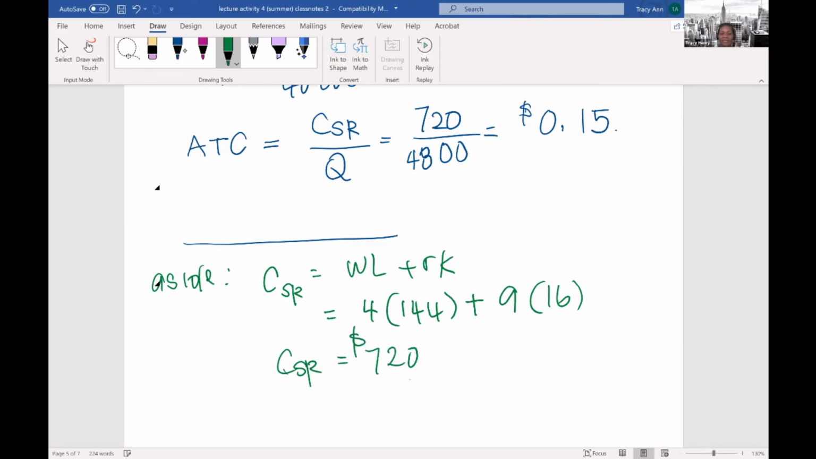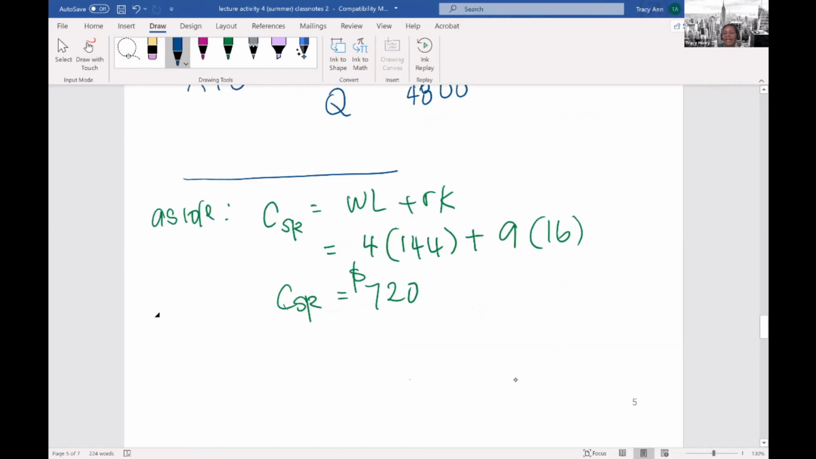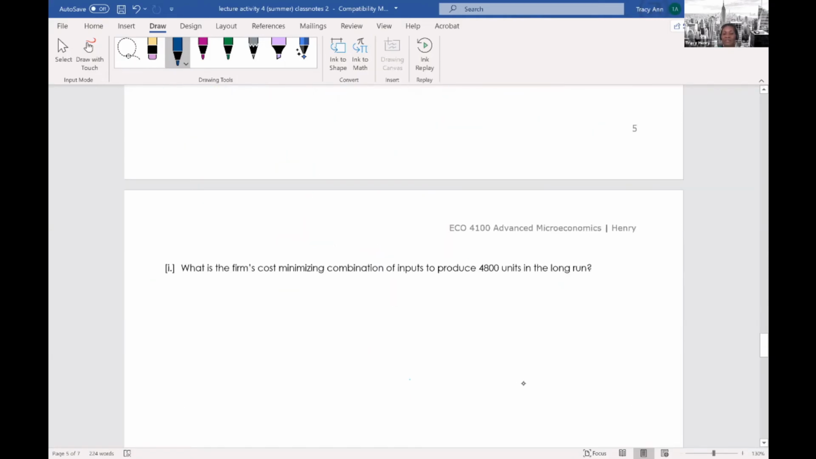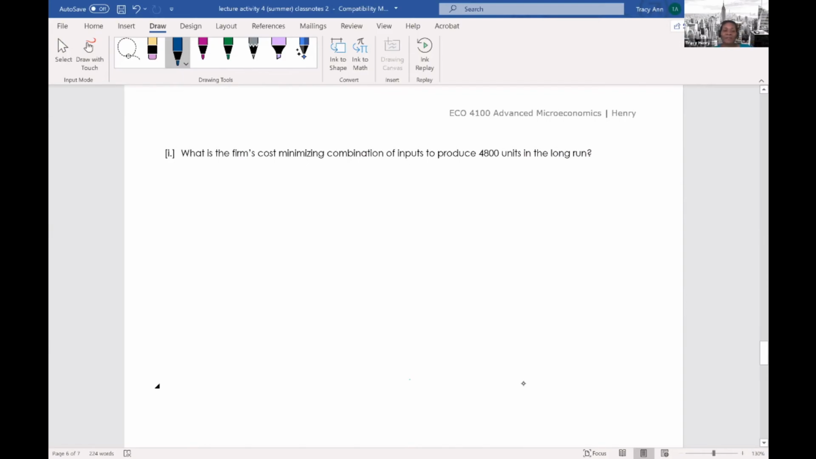You'd still get 720. So it doesn't matter which one you're using. I just feel like we should use the cost function since we figured it out. Okay, real quick. What is the firm's cost minimizing combination of inputs to produce the 4,800?